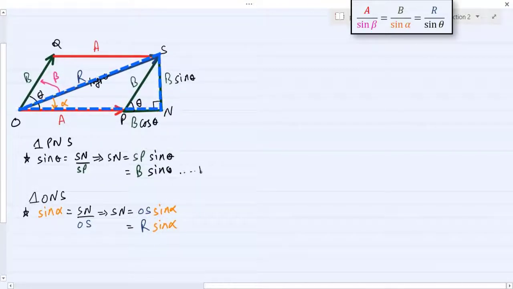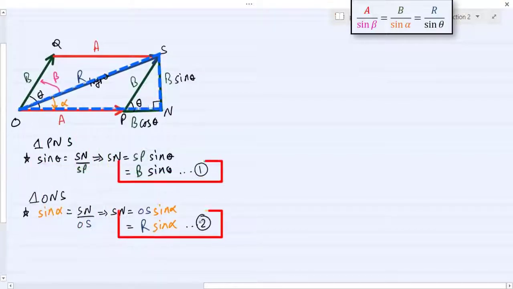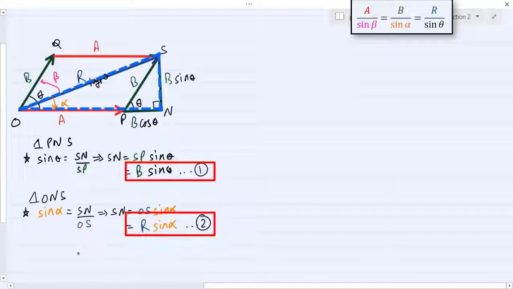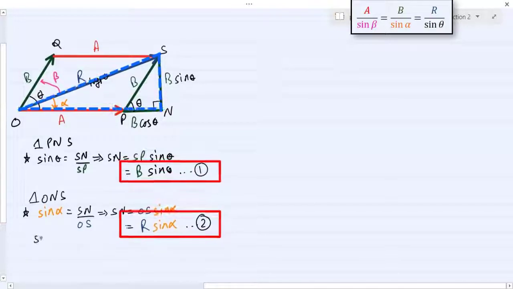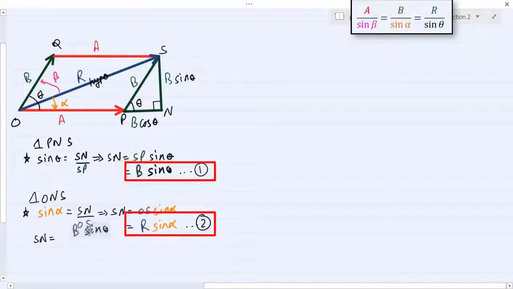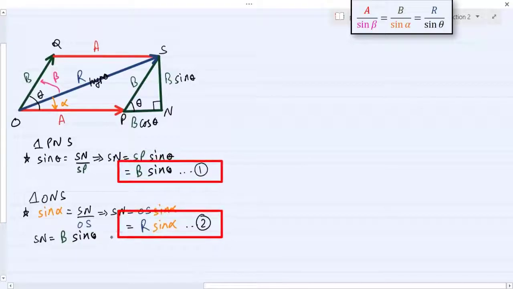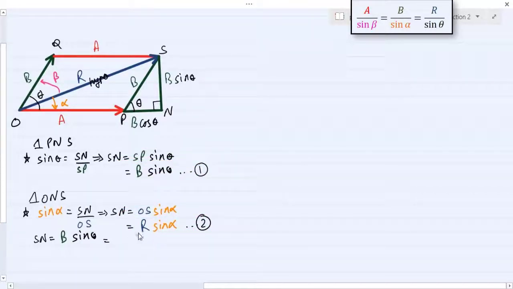Now let's compare the value of SN from equation number 1 and equation number 2. So we can say SN, which is equal to B sine theta, is also equal to R sine alpha. So here we'll get B upon sine alpha is equal to R upon sine theta. Let's call it equation number 3.